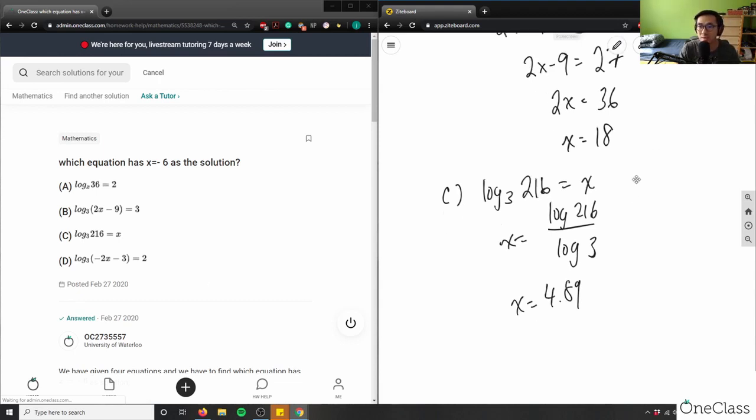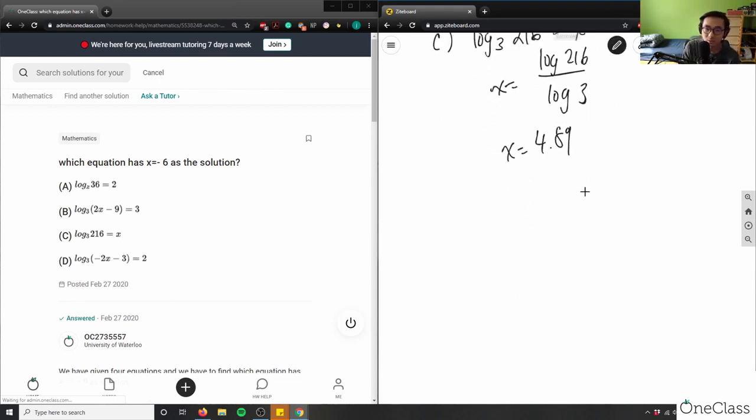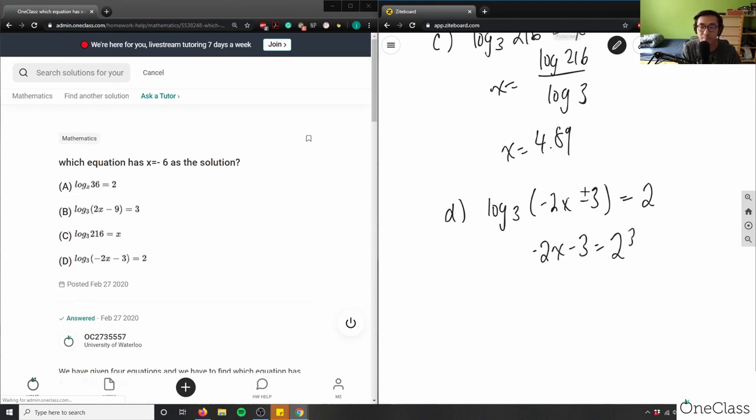So for D here, let's see if I have any luck in getting x equals -6. It's log base 3 of -2x minus 3 equals 2. So what I can do is, again, I'm going to move log 3 to the other side. If I do that, it's going to be -2x minus 3 equals 2 to the power of 3, right? So -2x minus 3 equals, take 2 to the power of 3 here, is 8.